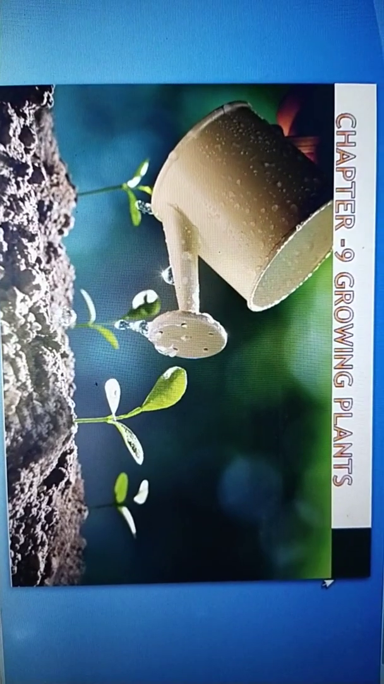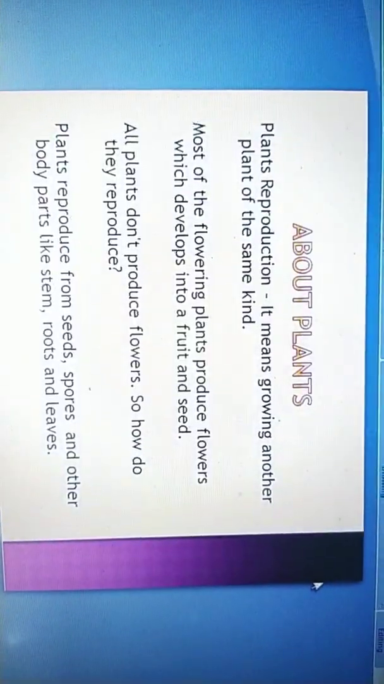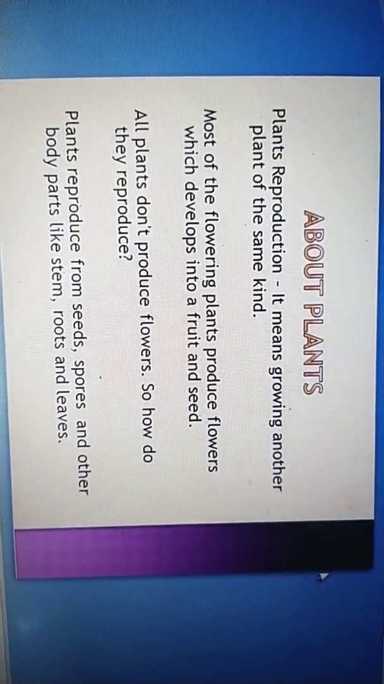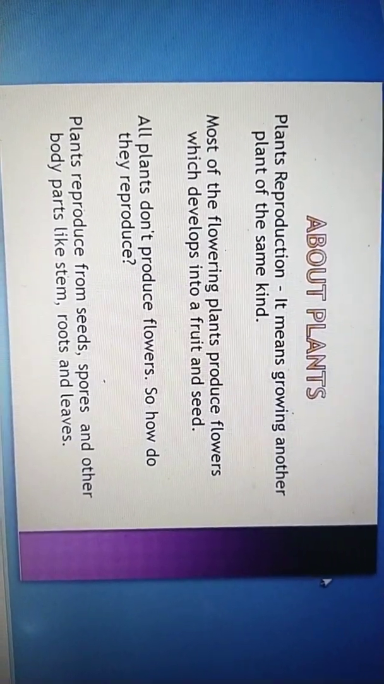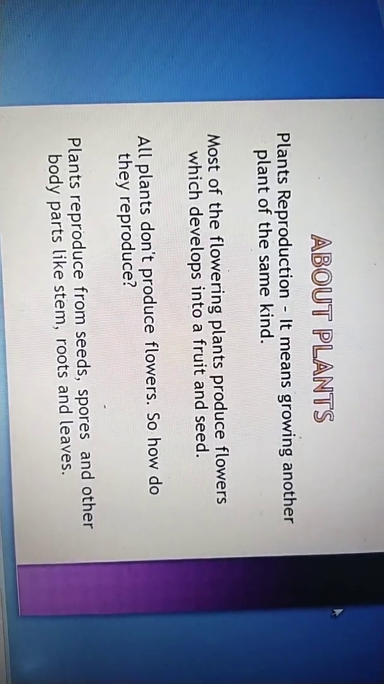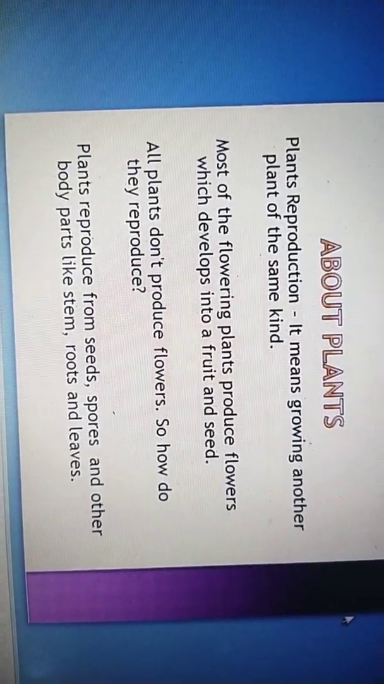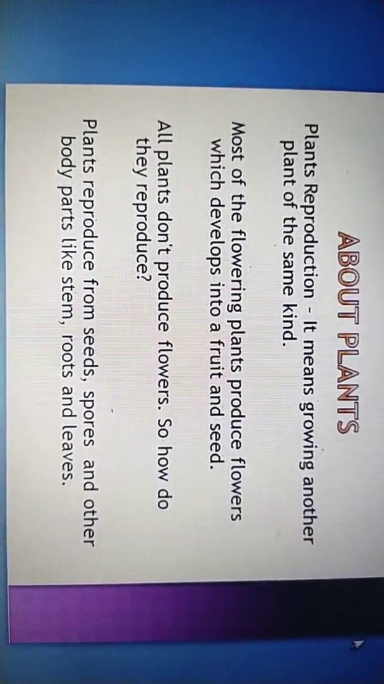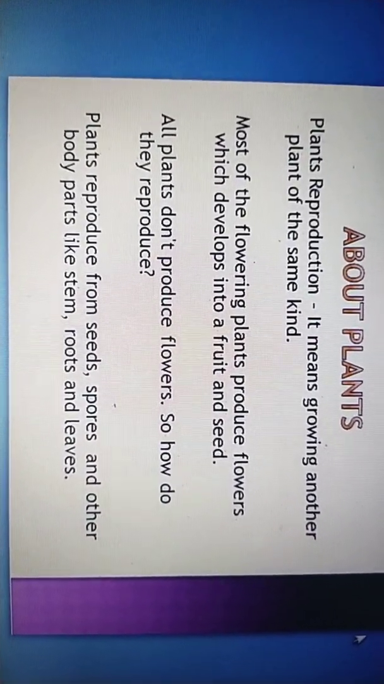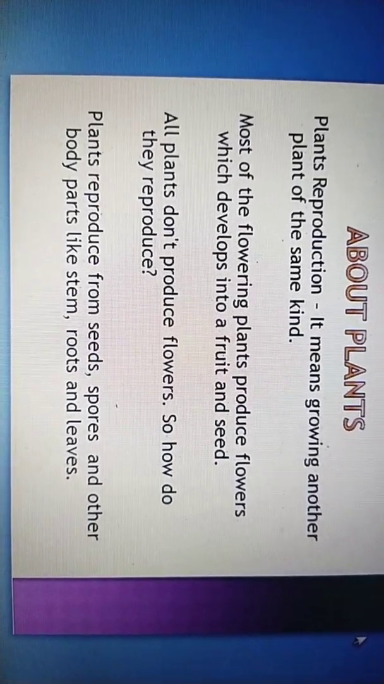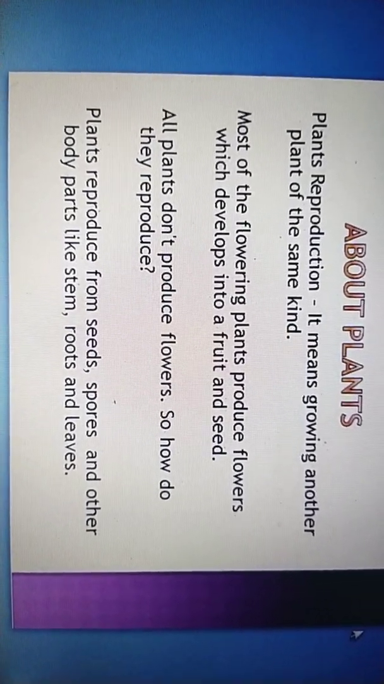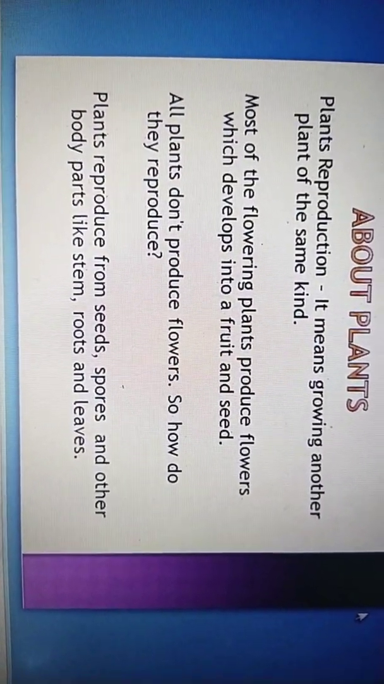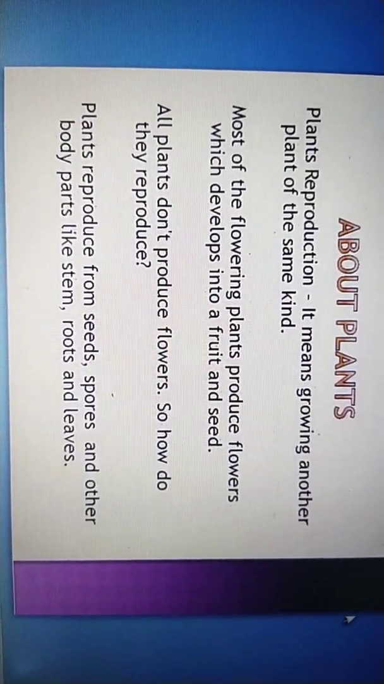Chapter 9, Growing Plants. Let us learn some facts about plants. Plants reproduction means growing another plant of the same kind. Most of the flowering plants produce flowers which develop into a fruit and seed. All plants don't produce flowers. So how do they reproduce? Yes, plants reproduce from seeds, spores and other body parts like stem, roots and leaves.